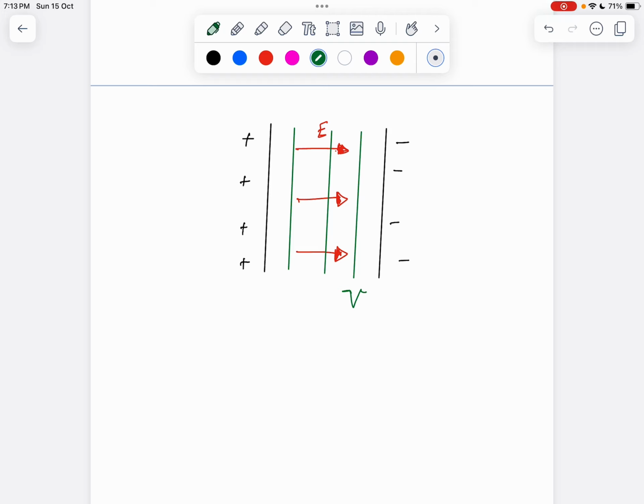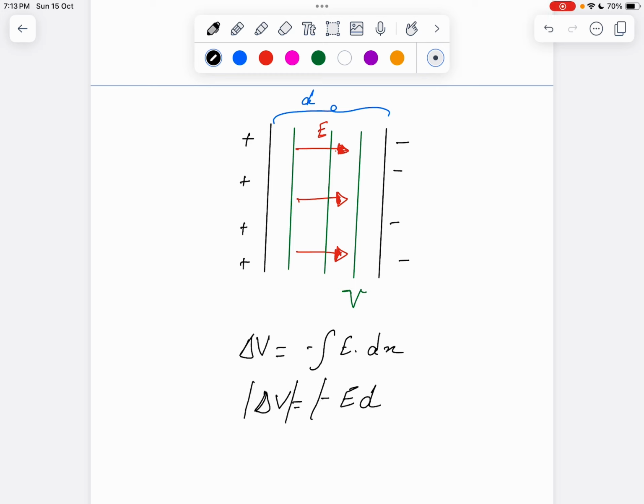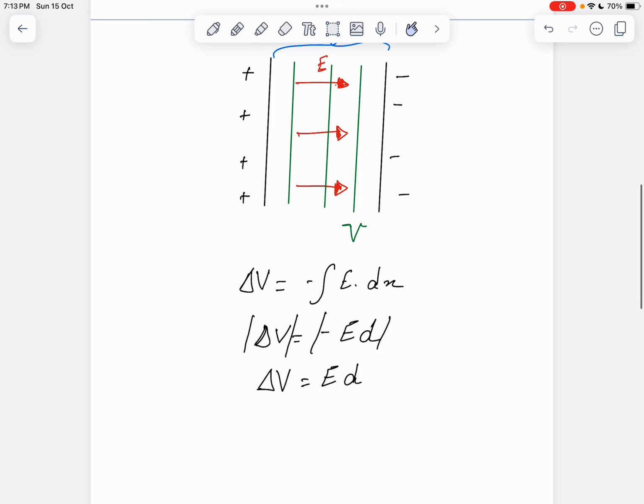And from the formula, which is delta V equal minus the integral of E dx, since E is uniform, you can take E outside, and delta x will be simply x, which is the distance between the two plates. This is x, I'm going to call it small d. So you will get minus E multiplied by d. So as a magnitude, delta V, the change of potential between two parallel plates, is simply equal to E multiplied by d, the distance between the plus and the minus.